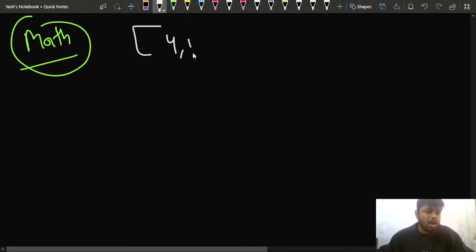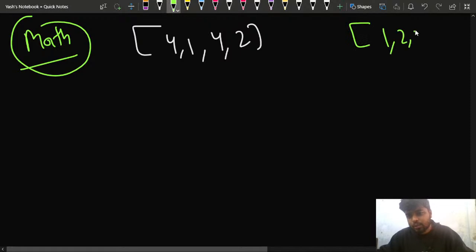Let's say if I have 4, 1, 4, and 2. This was the array that's given to me. And if I have 1, 2, 3, and 4, this particular thing, right? If this is the array that has been given to me and this is 1, 2, 3, 4, what I can do is use the concept of mathematics. I can bring mathematics into it.